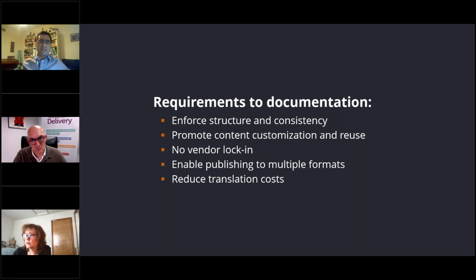The customer obviously did not want to be locked into a specific vendor, but still wanted to be able to publish to multiple formats and reduce translation costs. That was one of the critical points for them, because they were translating their documentation from German into multiple languages.